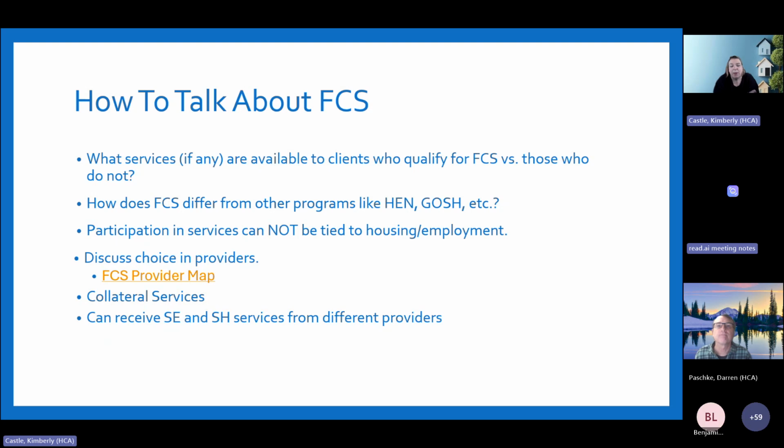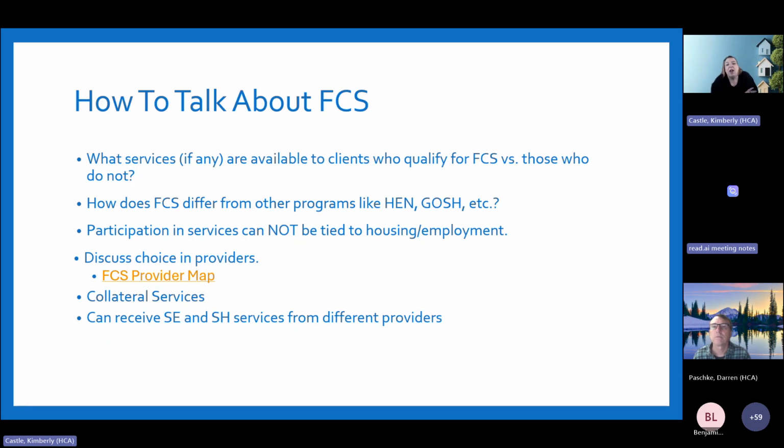Some HEN programs do provide case management, and you probably will see a little bit more through the HEN program. They just did a research study around HEN and determined what FCS has known for a long time: that with smaller caseloads and better or more case management, someone will have successful outcomes through that support. And so I think HEN is looking at how we can balance the money for rent assistance versus the need for case management to support somebody as they're transitioning into housing.